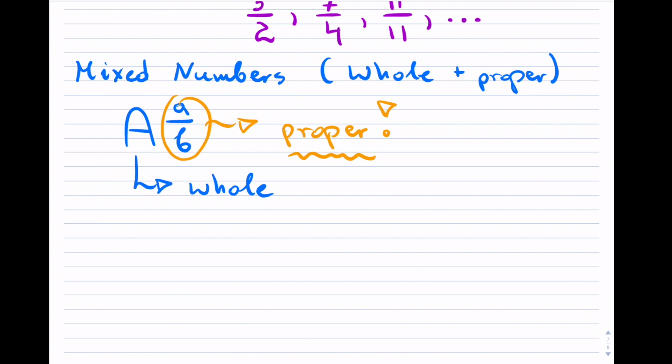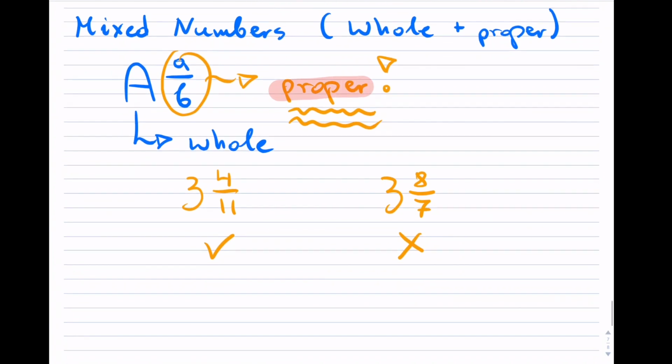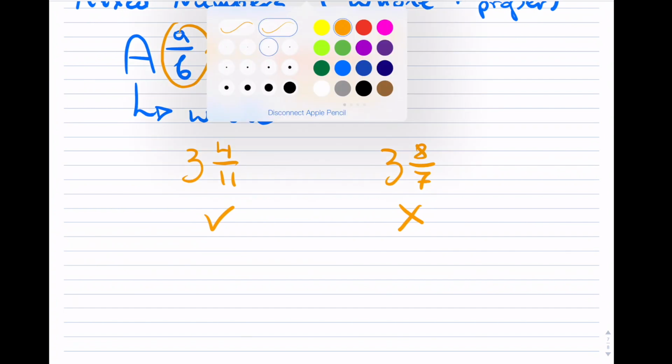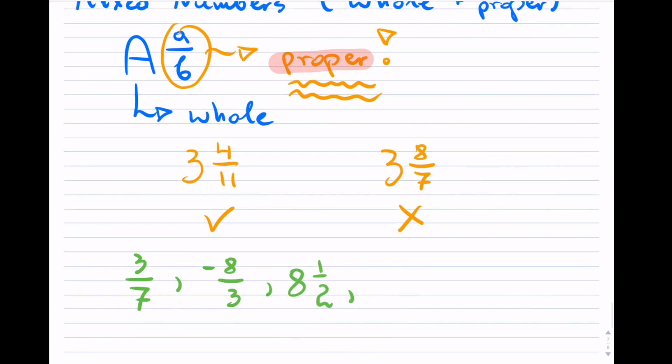So for instance, 3 and 4/11ths, that is a mixed number. But 3 and 8/7 is not a mixed number. So remember that difference. It has to be proper. Okay, so here are some examples, and you can guess them as we go. I'm going to write them down, and you can guess if it's proper, improper, mixed, or neither of them. And then I'll tell you what the answers are after I finish writing. So test yourself.